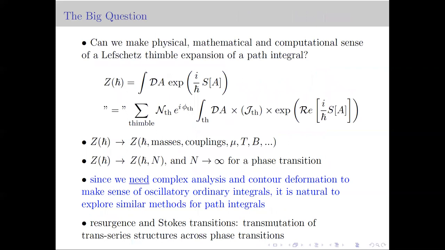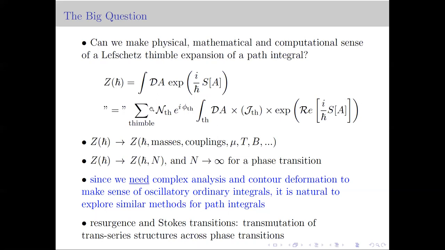So here's a more precise version of the question. Can we make sense physically, mathematically, and also computationally of what's called a Lefschetz thimble expansion of a path integral? Lefschetz thimble is just a fancy word for infinite dimensional saddles.